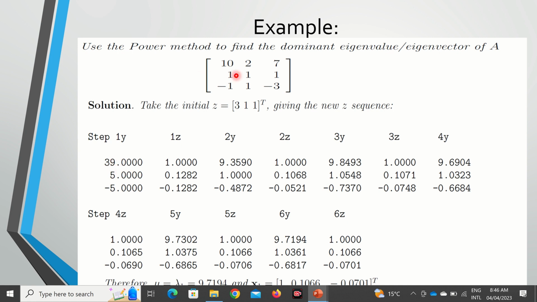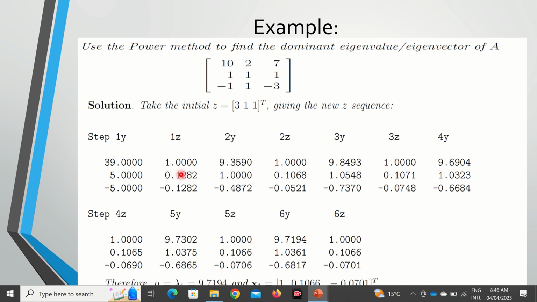This is the product of matrix A with this vector, which is 39, 5, and minus 5. Now, what is the largest value? 39. So mu1 in this case will be 39. And then you divide this vector with 39 as a whole to give you 1, 0.1282, minus 0.1282 to get the corresponding eigenvector. So that completes one iteration.